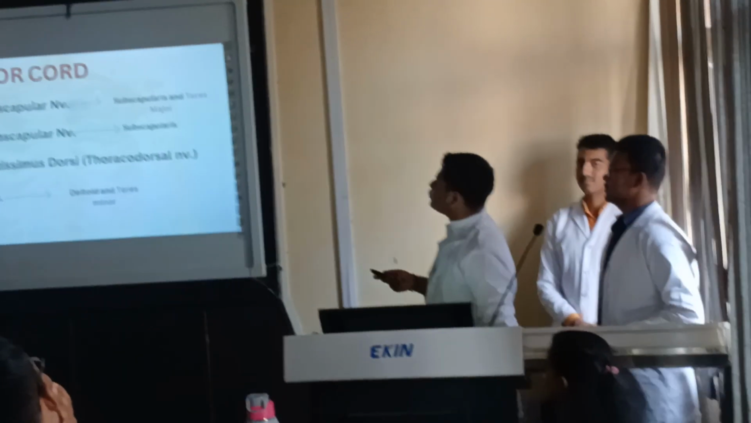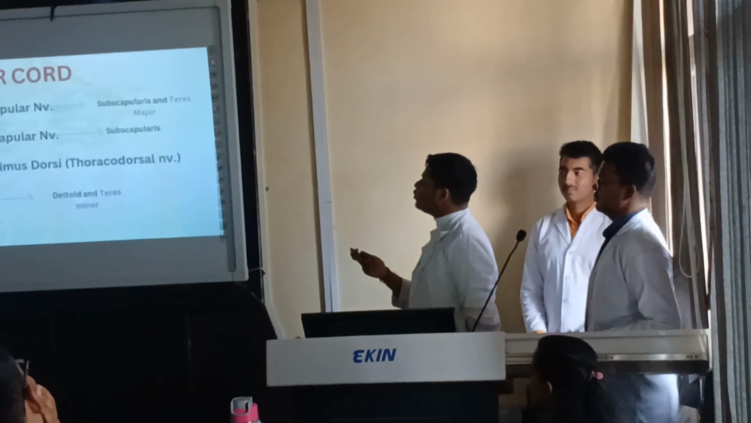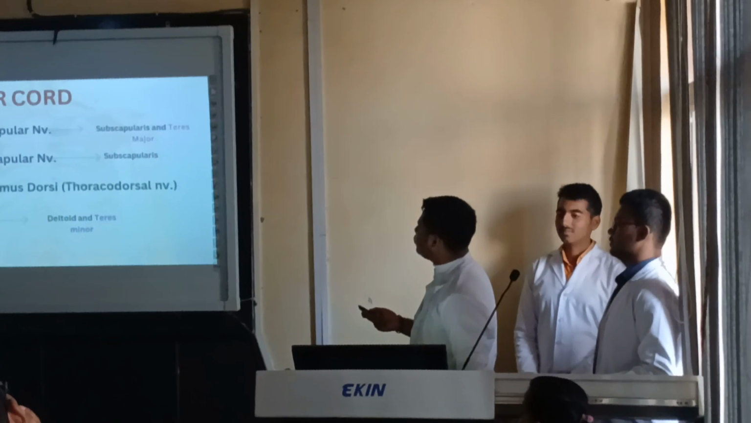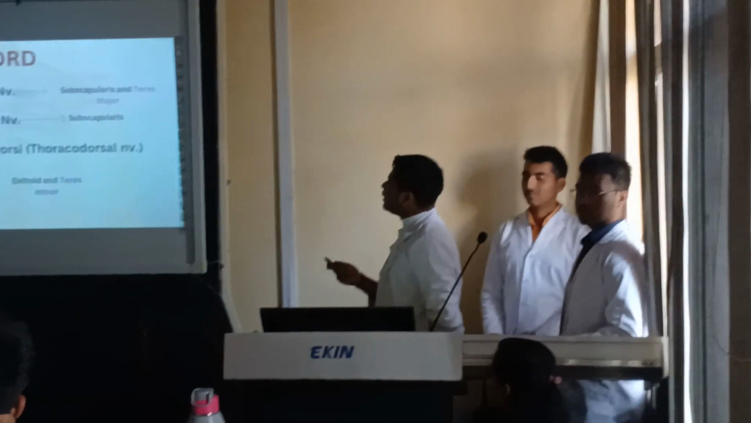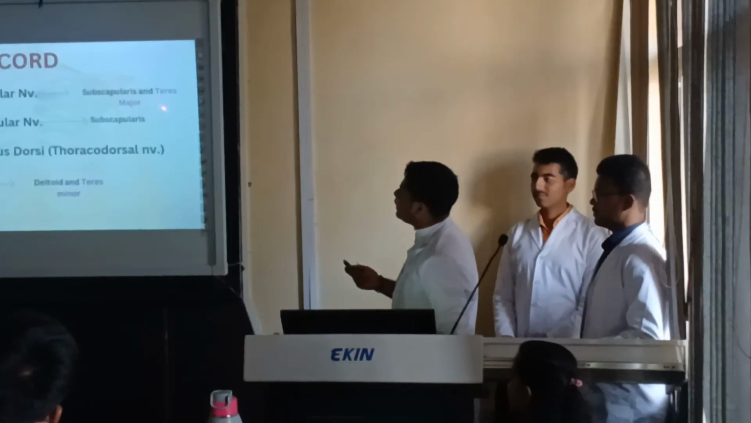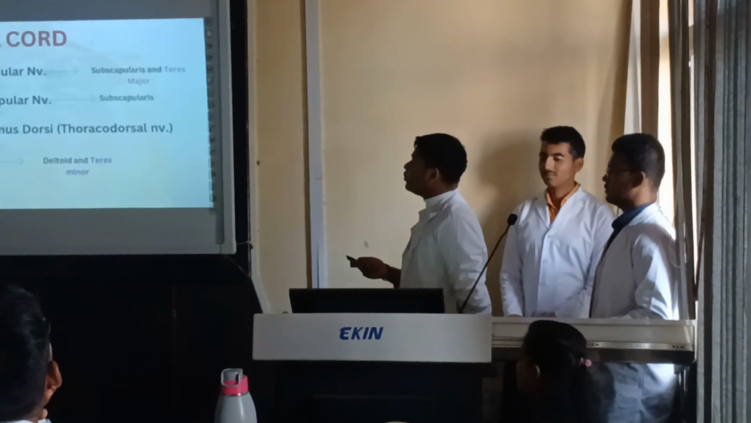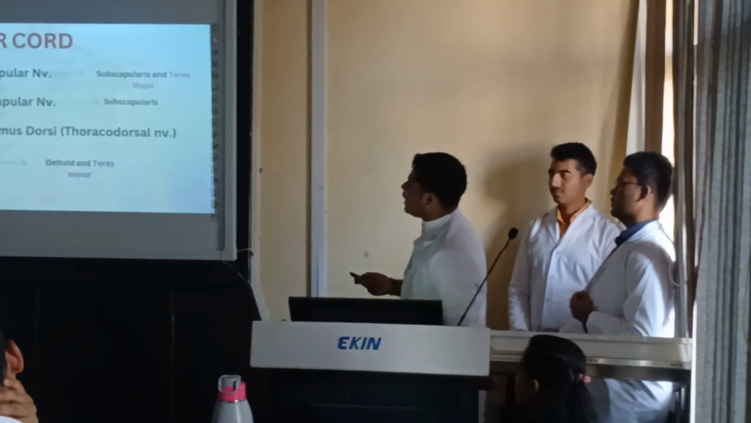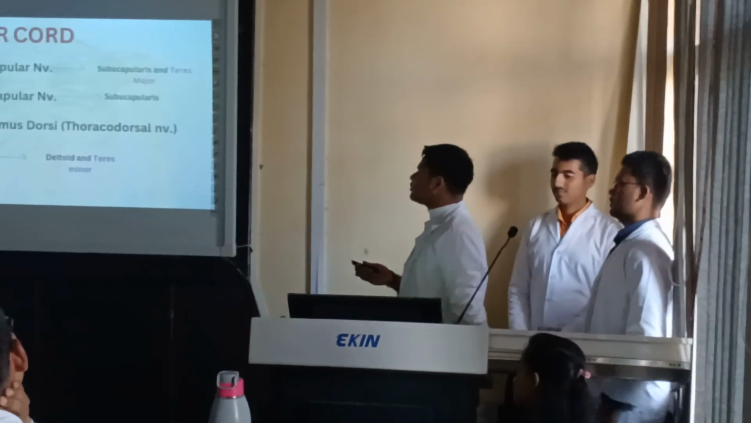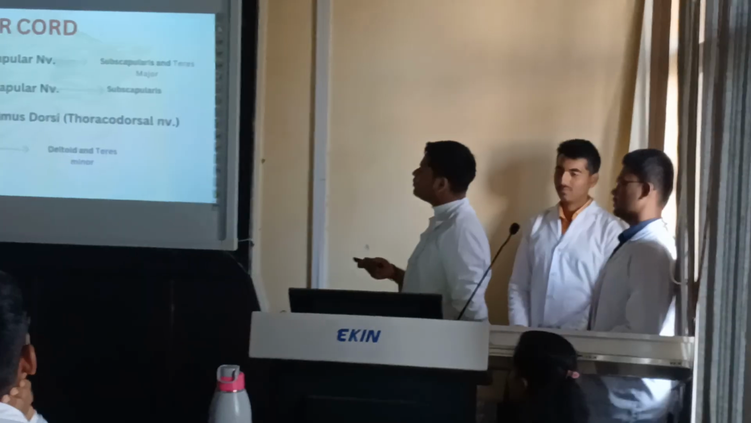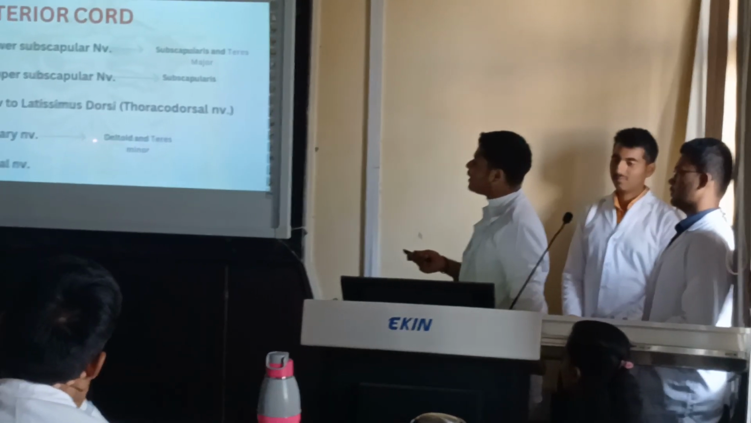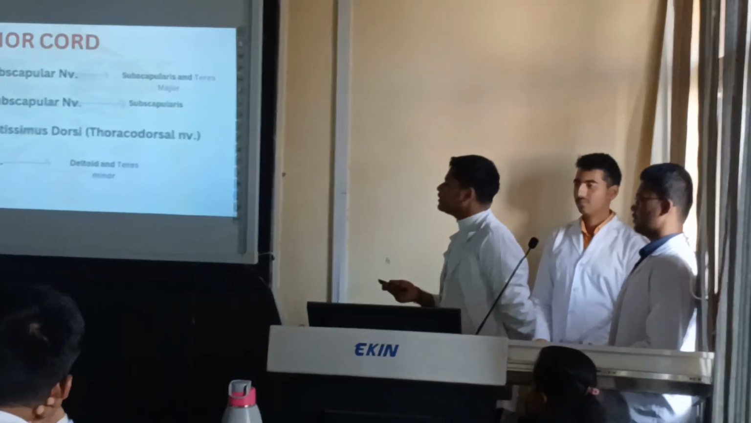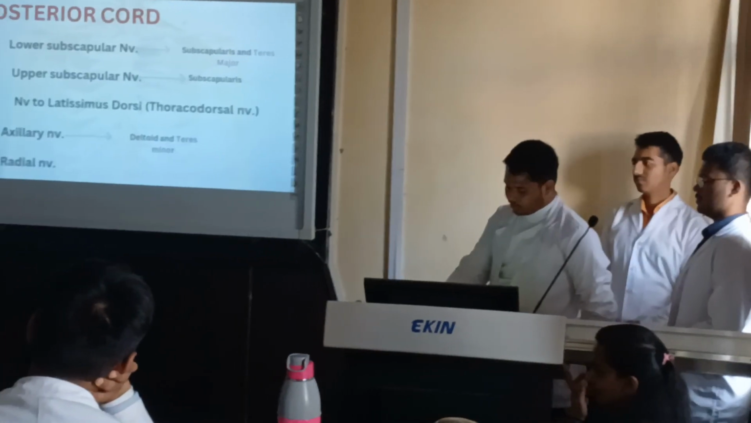Now the posterior cord. For the posterior cord we have a mnemonic, LUNAR. L represents lower subscapular nerve, which supplies subscapularis muscle and teres major muscle. U represents upper subscapular nerve, which supplies subscapularis muscle. N represents nerve to latissimus dorsi, also known as thoracodorsal nerve. A is for axillary nerve, supplying deltoid and teres minor muscle. And R is for radial nerve, which we will discuss in detail later on.